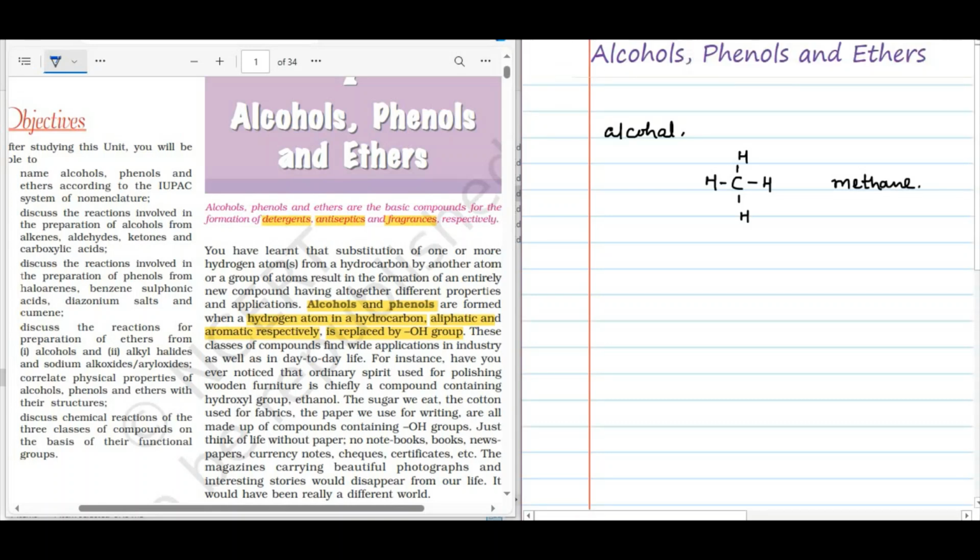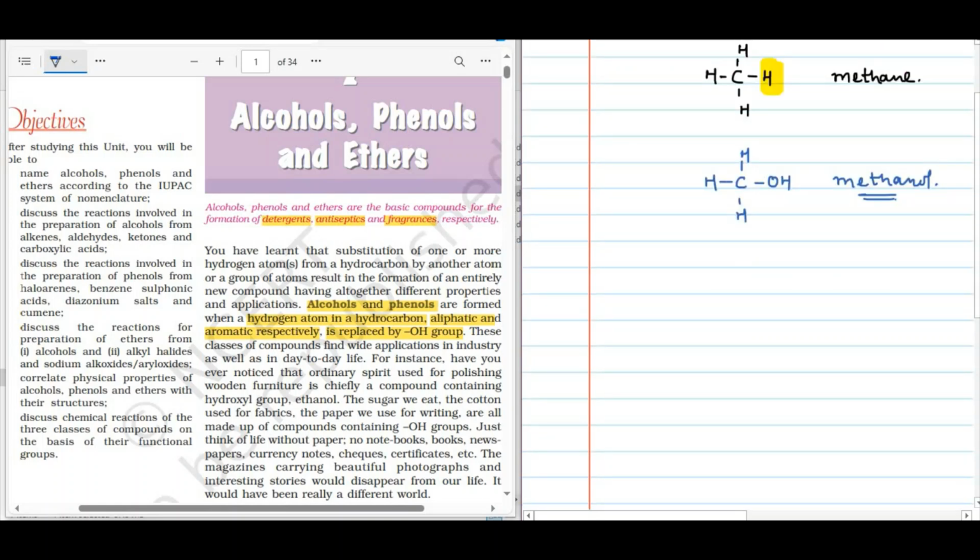When one of the hydrogens of methane is replaced by an OH group. So if I replace this hydrogen with OH, I will get C, here H, H, H, and this hydrogen is replaced with OH. So now this becomes methanol. This is methanol. So it is an alcohol. So when we replace one of the hydrogens with OH, you will get alcohol.